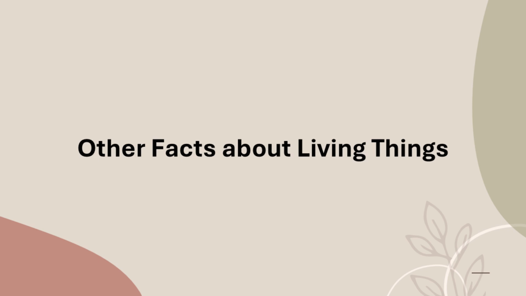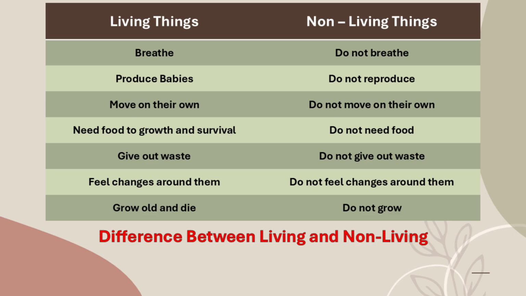Based on what we discussed, let us see the differences between the living and non living things. So, living things move on their own, while non living things do not move on their own. Living things need food to live and grow. Non living things do not require food. Living things breathe, while non living things do not breathe. Living things feel changes around them, and non living things do not. Living things grow old and die, and non living things stay as it is. Living things produce babies. Non living things cannot produce babies. Living things give out waste. Non living things cannot give out waste.